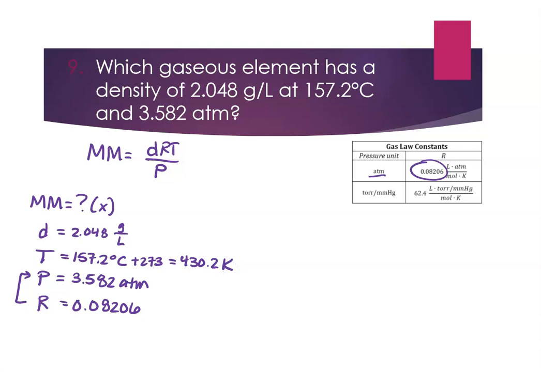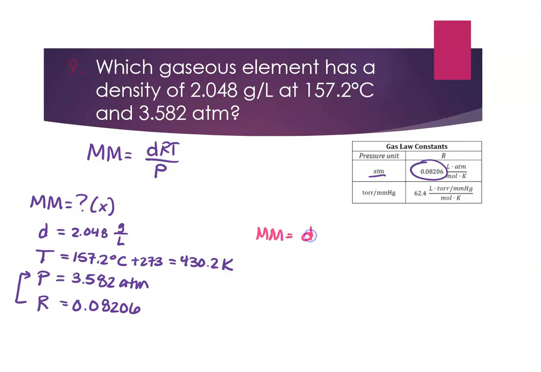430.2 Kelvin. Even though 273 doesn't have any digits behind the decimal, this is a constant, so anytime that we add or subtract from a constant, we don't really pay attention to it. It has an infinite number of significant figures, so we just look at our given value, which has one digit behind the decimal, so my answer will also have one digit behind the decimal. We are already set up to solve for molar mass, so we just plug in.